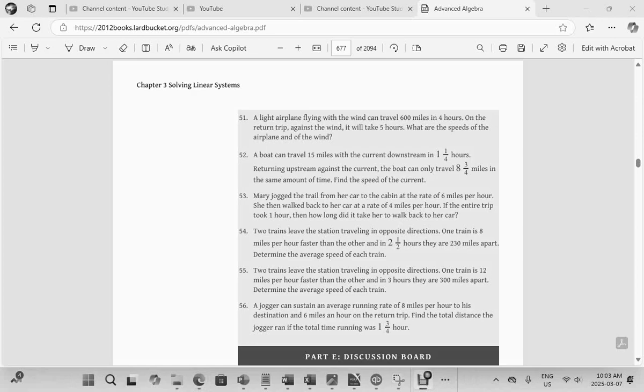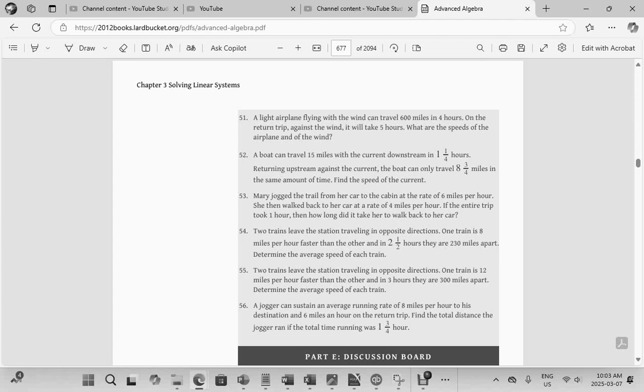Starting with question number 51: a light airplane flying with the wind can travel 600 miles in 4 hours. On the return trip against the wind, it will take 5 hours. What are the speeds of the airplane as well as the wind? We can work out two equations from this word problem.